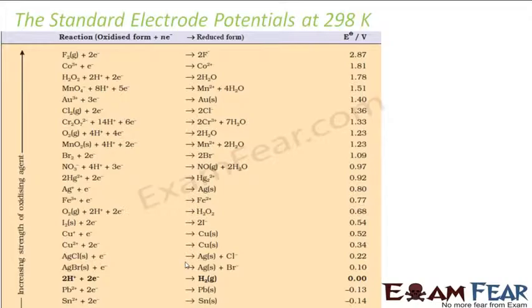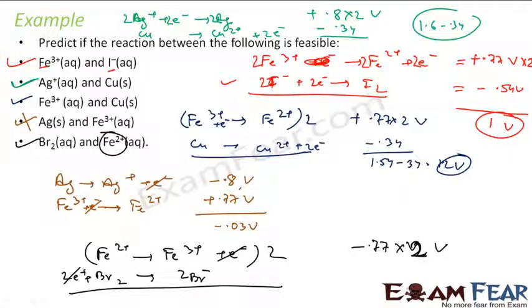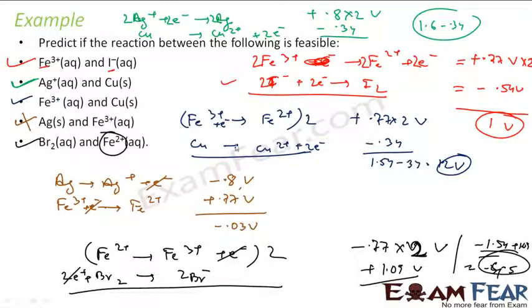And for bromine, it is getting reduced, so for Br, let me find this guy, 1.09. So if you add this, minus 1.54 plus 1.09. It is negative only, some negative value, minus 3.5, yeah. So it's 4.5 actually. So this is a negative value, that means it is not possible.